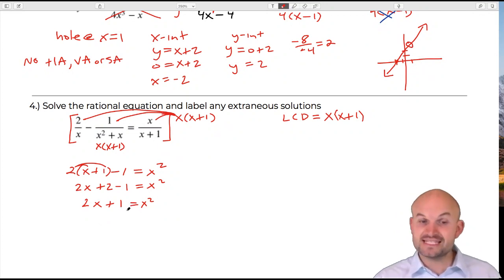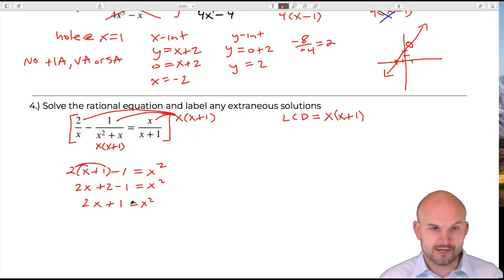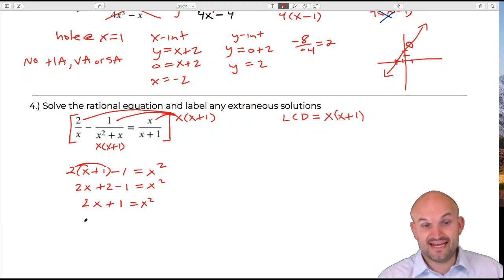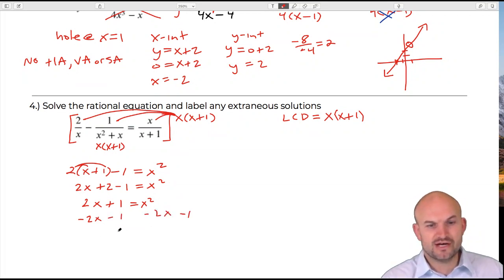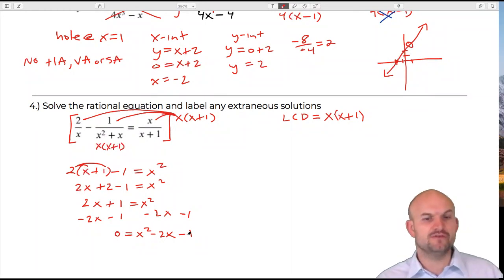So therefore, to isolate the x, we either need to use the zero product property via factoring, quadratic formula, or completing the square. So to do that, first of all, we got to have it set equal to 0 for any one of those options. So I'm going to subtract the 2x and subtract the 1. So I have 0 equals x squared minus 2x minus 1. And now I want to see if it's factorable. What two numbers multiply to give me negative 1? 1 and negative 1. And they don't add to negative 2. So therefore, it's not factorable.